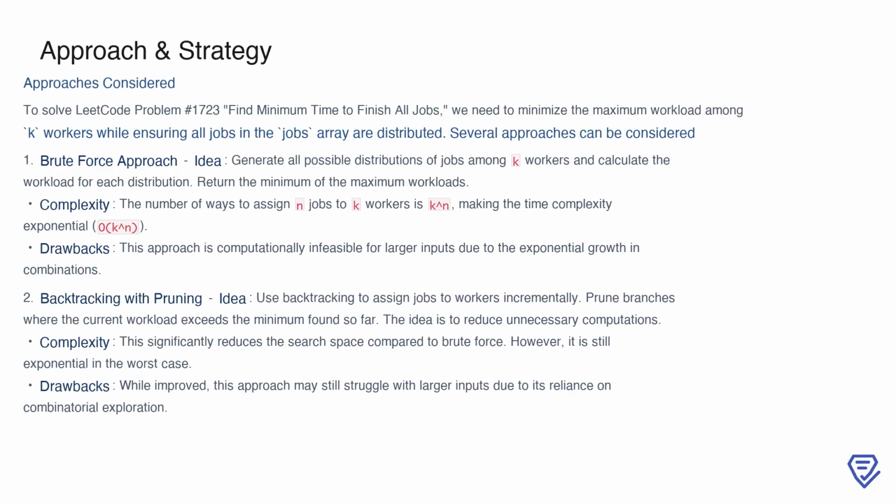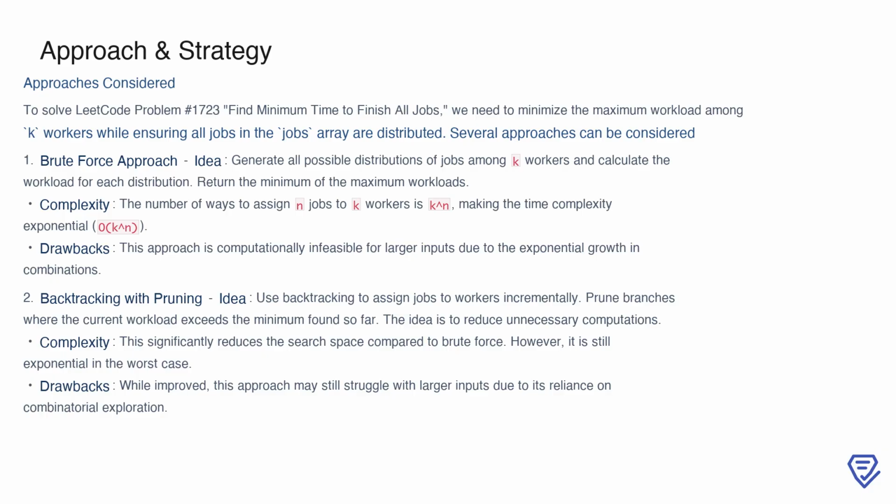To approach this problem, we first need to understand the goal: minimizing the maximum workload among k workers while distributing all the jobs in the jobs array. One of the simplest solutions to consider is the brute force approach. Here, we generate all possible ways to assign n jobs to k workers and calculate the workload for each distribution. The smallest maximum workload across all these possibilities would be our answer. However, the number of combinations grows exponentially, specifically k^n, making this approach computationally infeasible for larger inputs.